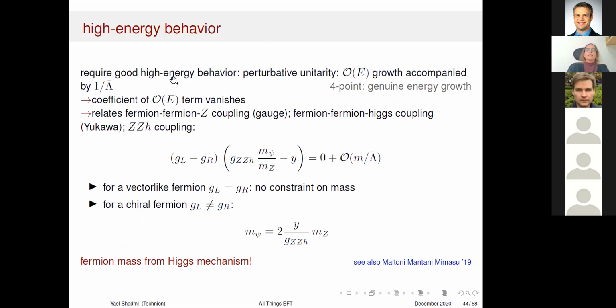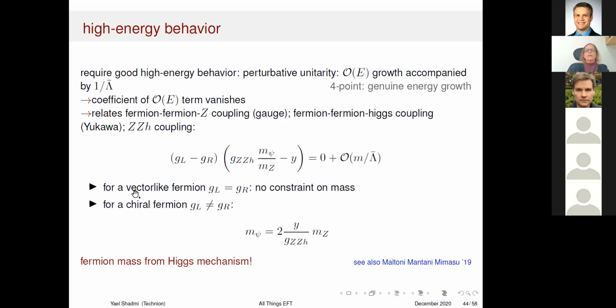Again, we can look at the high energy behavior of this amplitude and require good high energy behavior. So here we can really talk about perturbative unitarity because this is a 4-point amplitude and we can look at its energy growth. So any terms that go like E have to be suppressed by the scale lambda. And so that gives us a relation of this form. So here we have GL minus GR times this factor here, which needs to vanish up to corrections of order M over lambda.